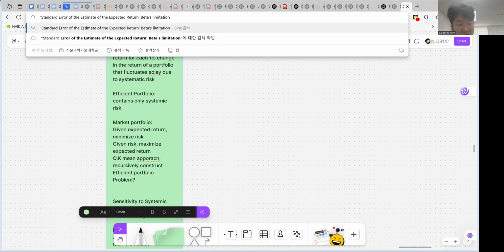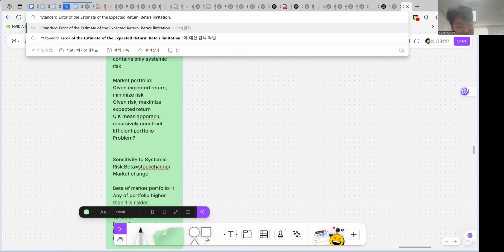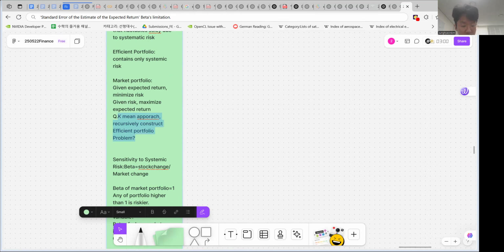The market portfolio is, given expected return, minimize risk, or given risk, maximize expected return. What I do is maybe we can use a k-means approach to recursively construct the efficient portfolio problem.